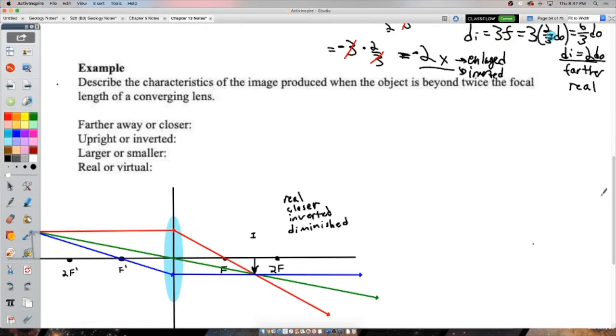That's just because I did it before. Okay, so let's go ahead and do the math first, and then we'll look at a ray diagram and see how we can use that to confirm. Okay, so again, this is one where we have to make some substitutions. The object is beyond twice the focal length of a converging lens.